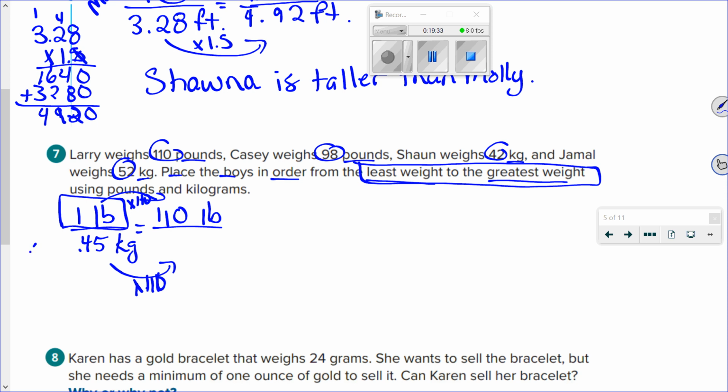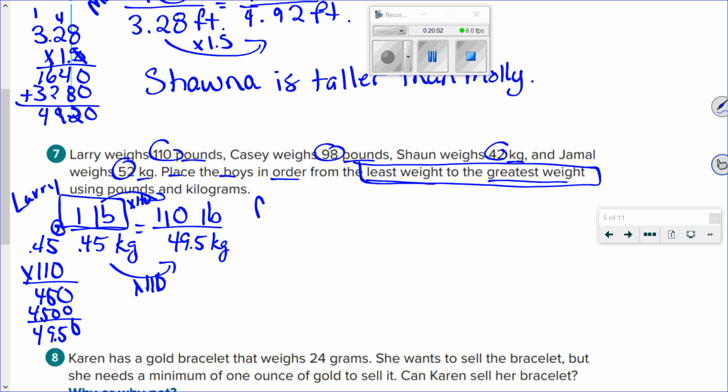So 45 hundredths times 110, I've got 2 decimal places, gives me 0, 45, 0, 0, 45, 0, 5, 9, 4. I put 2 decimal places in, so that's 49.5 kilograms. So we now have Larry's weight.